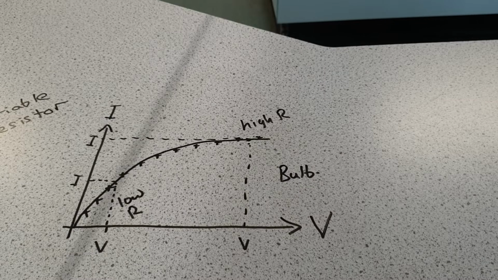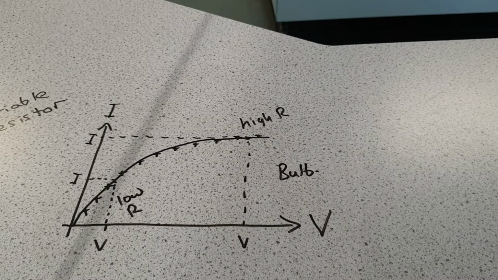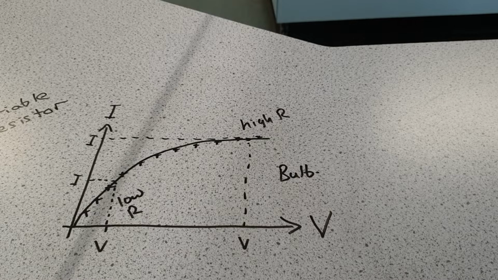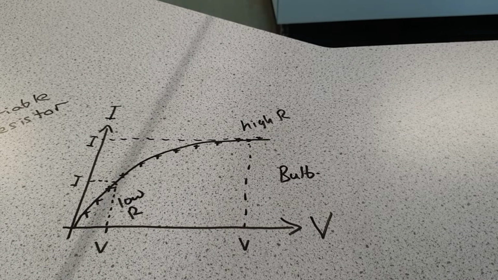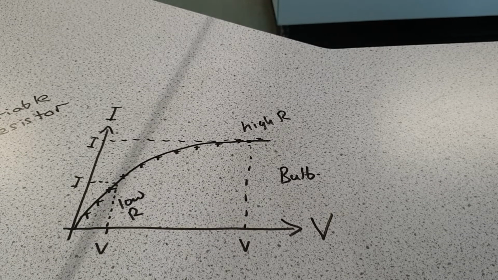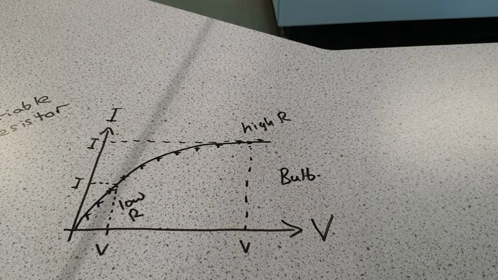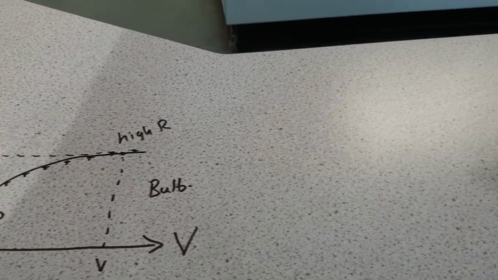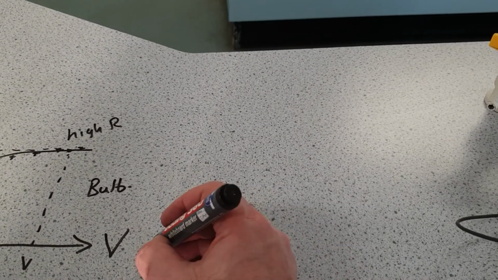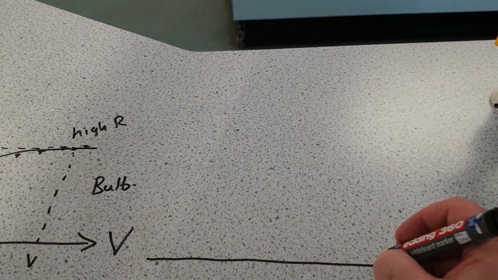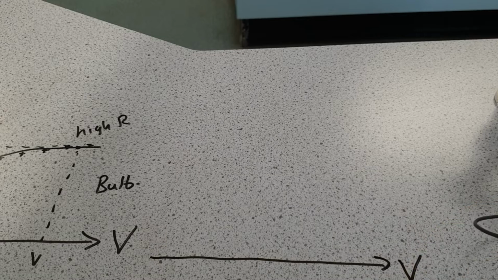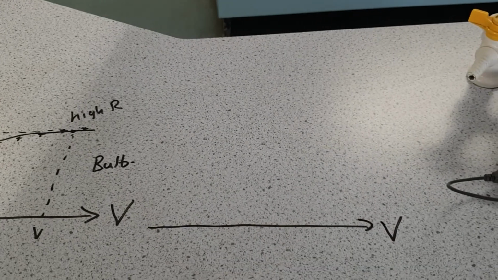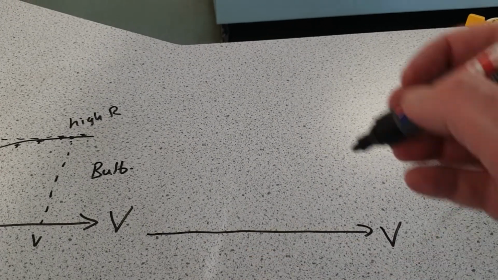It's a non-ohmic conductor. On the other hand, if we did the same thing for a resistor, that's a fixed resistor, what you end up with is a graph that doesn't look anywhere near as interesting as this. What you would end up with is a graph that looks like this. So exactly the same experiment. So I'm going to change the voltage and I'm going to measure the current.